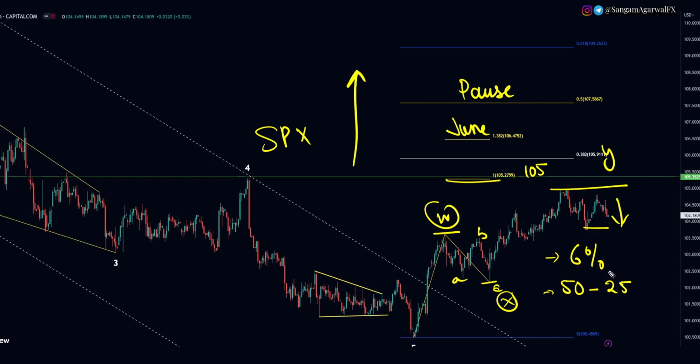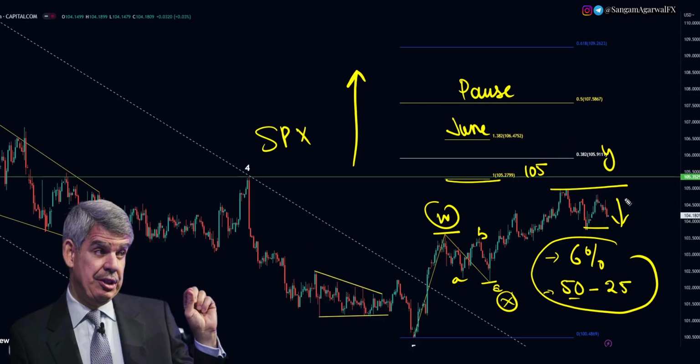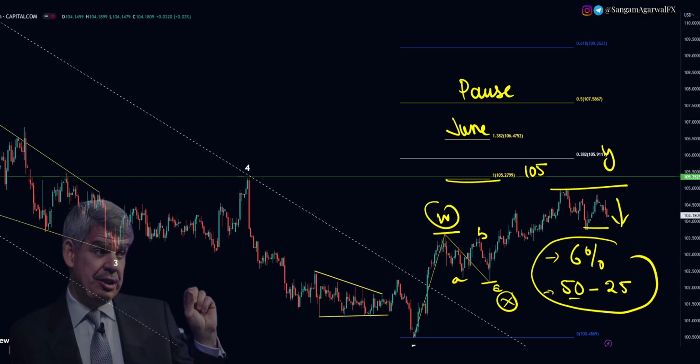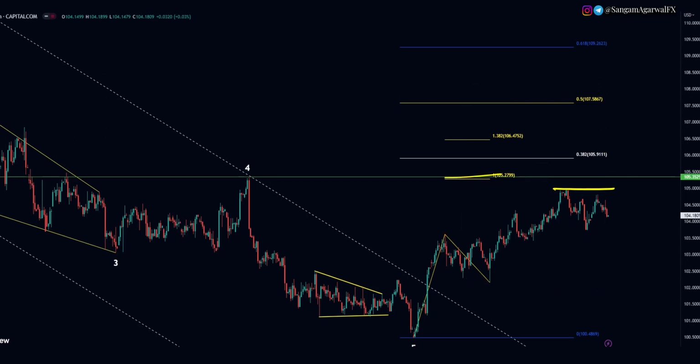And people who are talking about a 6% terminal rate, and a 50 basis point rate hike in the March FOMC meeting, these are the same people who are talking about a new inflation target. So if they raise the inflation target, then obviously their terminal rate will decrease. So if price hits 105 on any news this week, because you have so many important news, that will be a perfect opportunity to sell the dollar.